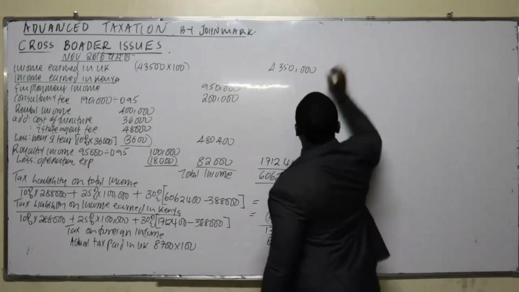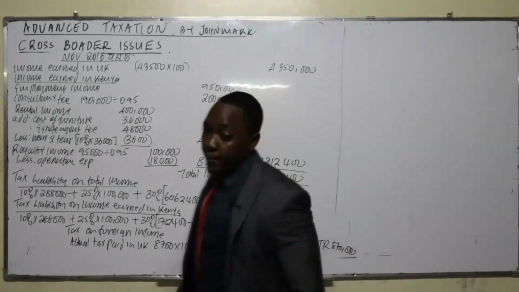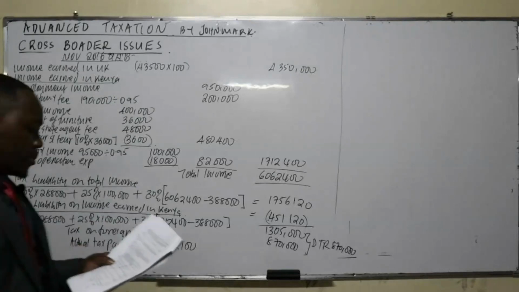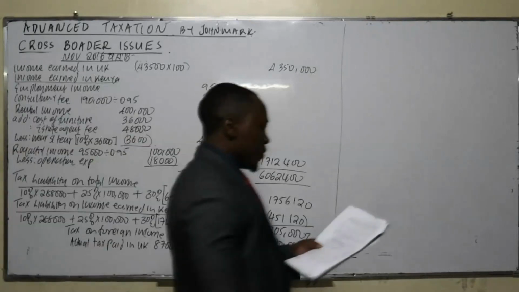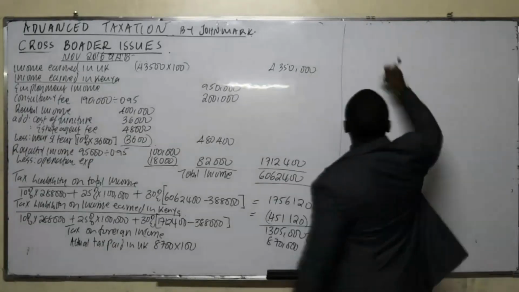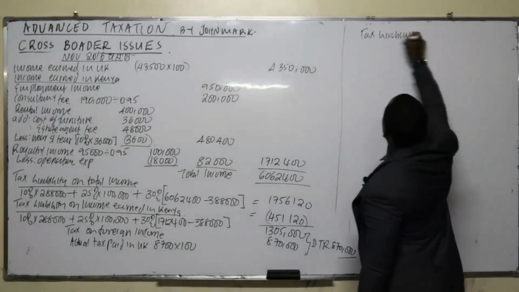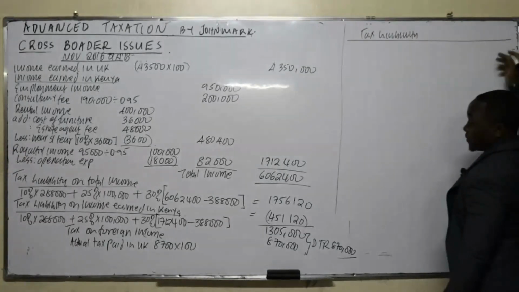So let's go back to the required. Number one, we are told that double tax relief, if any, due to Mr. Jirani for the year of income 2015, get your 8 marks. Then number two, the tax payable or refundable by Mr. Jirani for the year of income 2015. So we want to determine now the tax liability or the tax payable. It can either be tax payable or tax refundable.